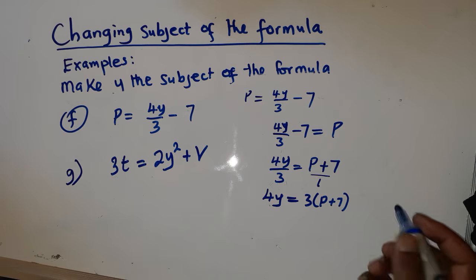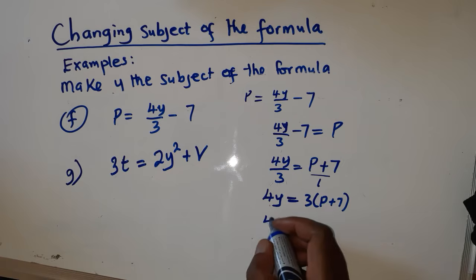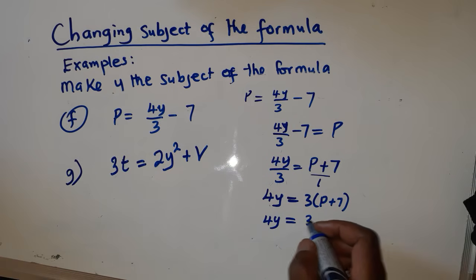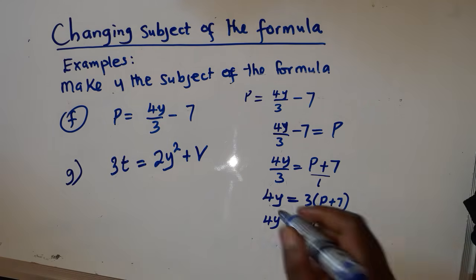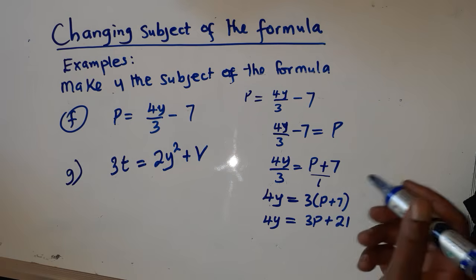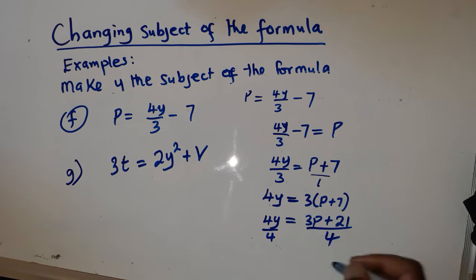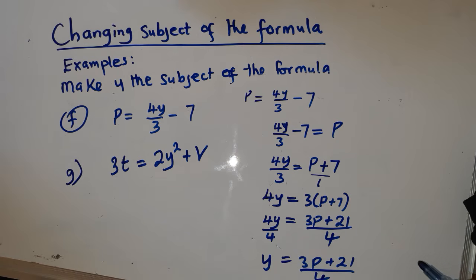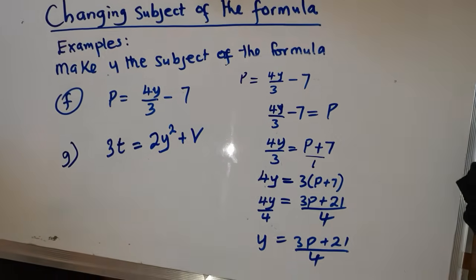Are we there? So you have 2 options here. If you want, you can say 4y is equal to 3p plus 21, where you distribute before you divide by 4. But you can even leave it at this point. Then you divide by 4 here, you also divide by 4 here. So you have y is equal to (3p plus 21) over 4. That's what you're going to get as your answer.